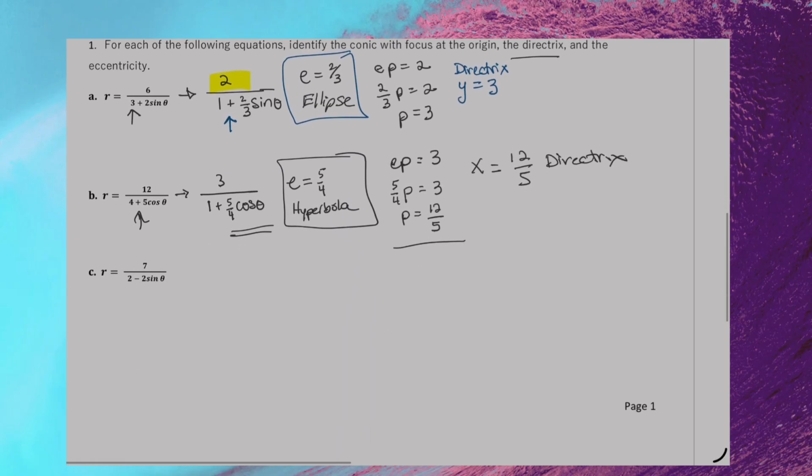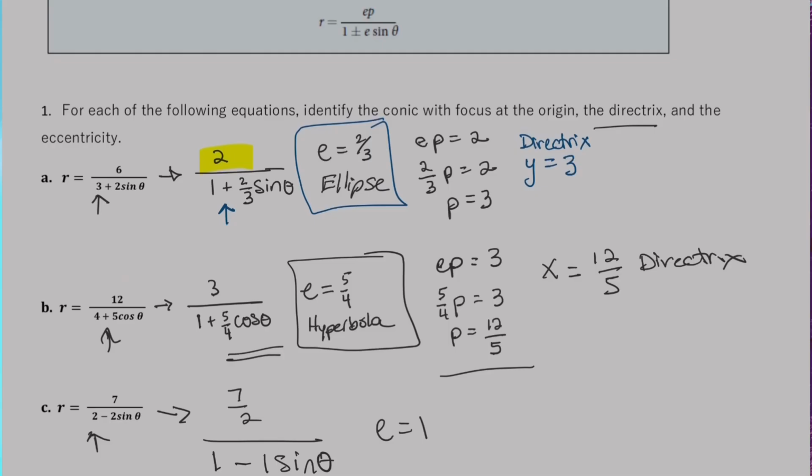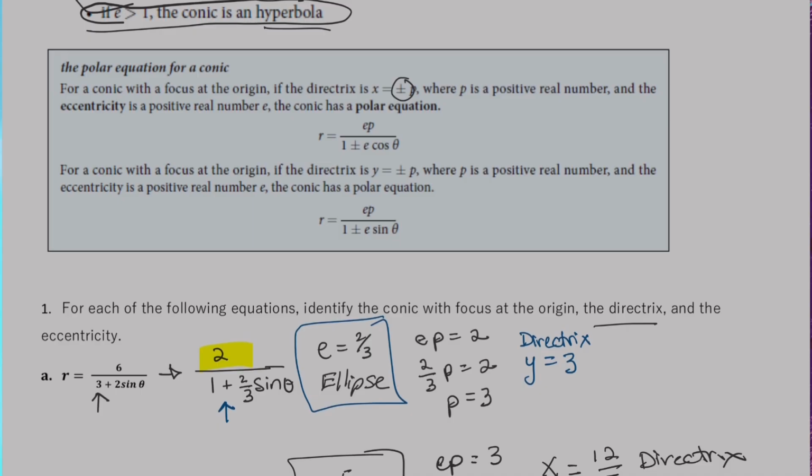All right, one last one. We're going to do the same thing here. We're going to make it so that the first term in the denominator is 1. So here I'll divide everything by 2. 7/2 on top, 1 minus 1 sine theta. Our eccentricity is a 1. Okay, I'm going to go up to our form. When eccentricity is a 1, we're looking at a parabola.